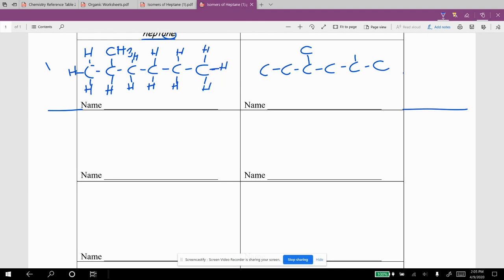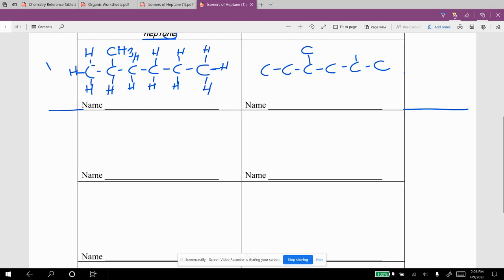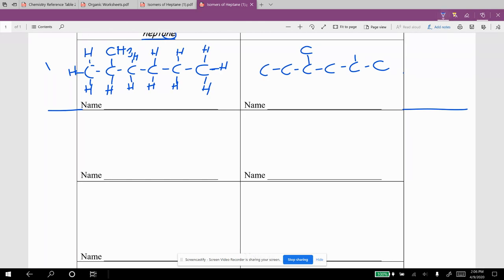Okay, so the next thing I need to do is give this thing a name. When you give it a name, I'm going to try my highlighter feature. I'm going to highlight the longest chain. So in this case, apparently it doesn't want to let me highlight. No, I cannot use the highlighter feature. Let's try. No, it doesn't like the highlight feature.